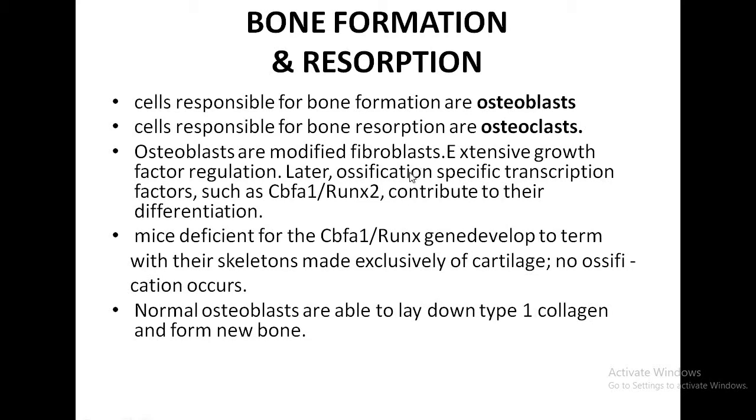Ossification specific transcription factors such as CBFA, RUNX2 also contribute to the differentiation of osteoblasts, and RUNX2 is quite important in osteoblast differentiation. Mice deficient for the RUNX2 gene develop skeletons without ossification, made exclusively of cartilage. Normal osteoblasts are able to lay down type 1 collagen and form new bone.